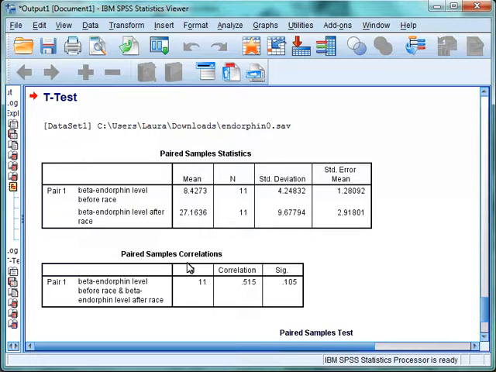The first box in the output gives us the descriptive statistics for the before and after variables. Here we have the means, standard deviations, and standard error of the means for both variables. As we can see, the mean for the beta endorphin level after the race is 27.16, which is a lot higher than the level before the race, which is 8.43. However, we can't tell if this difference is significant without looking at the t-value and its relevant p-value, significance value.